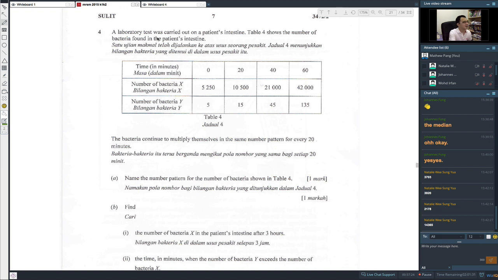Over here you have time, number of bacteria X and number of bacteria Y. They say the bacteria continue to multiply themselves in the same number pattern for every 20 minutes. So I'm going to ask you to name the number pattern of bacteria shown in table 4. You're trying to see the pattern.